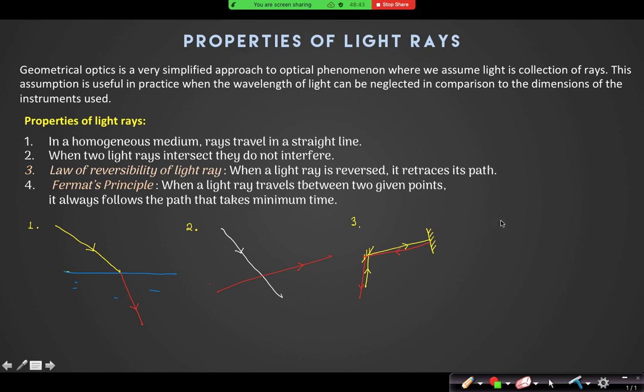And the fourth property is also known as Fermat's principle, that says when a light ray has to travel between two given points, suppose light ray has to travel between these two points A and B.